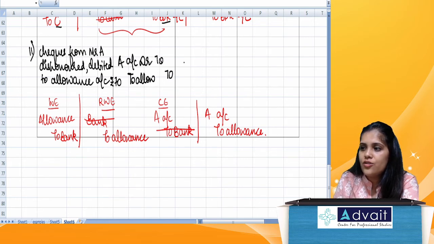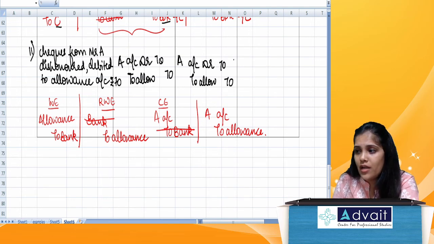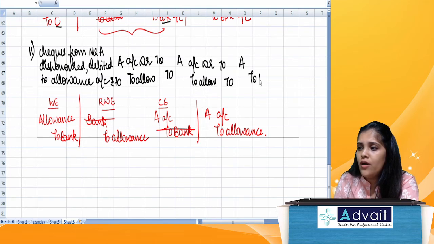70. So no suspense is there, so we write the same. And if a nominal account is there, yes, allowance is a nominal account, so we write A to P&L adjustment 70.